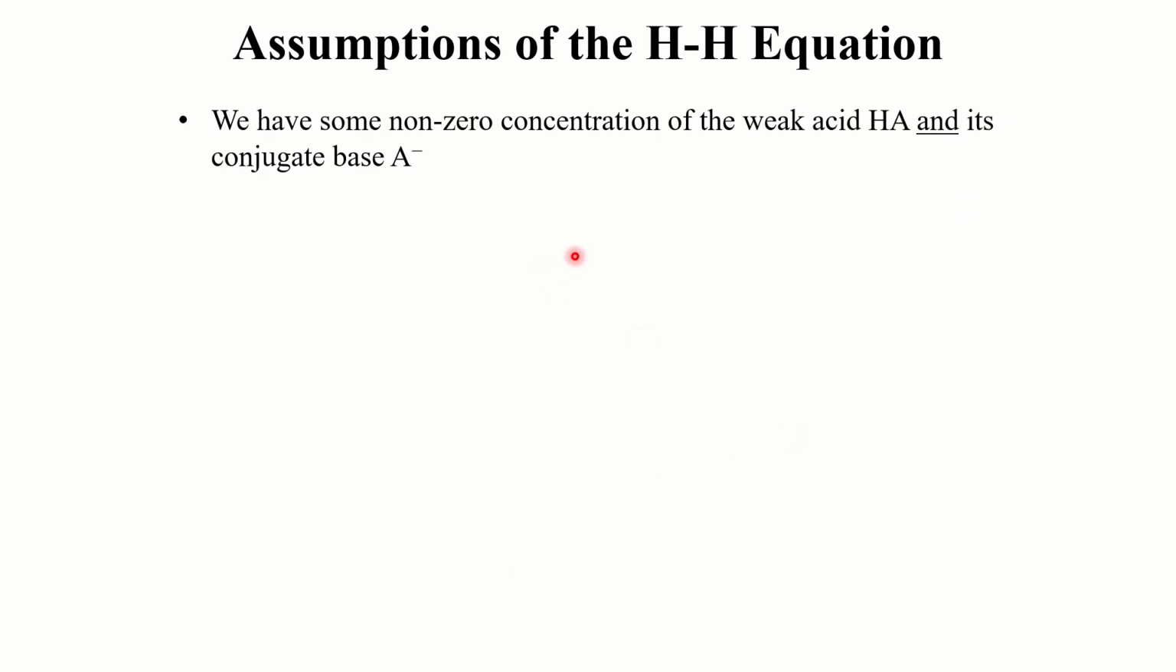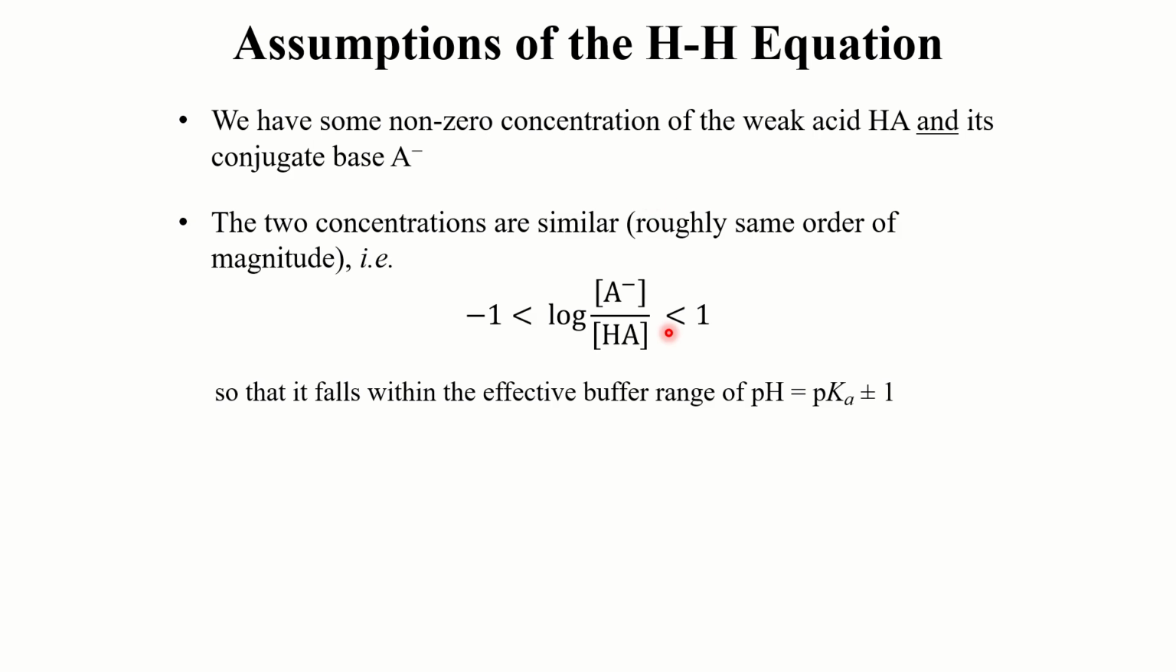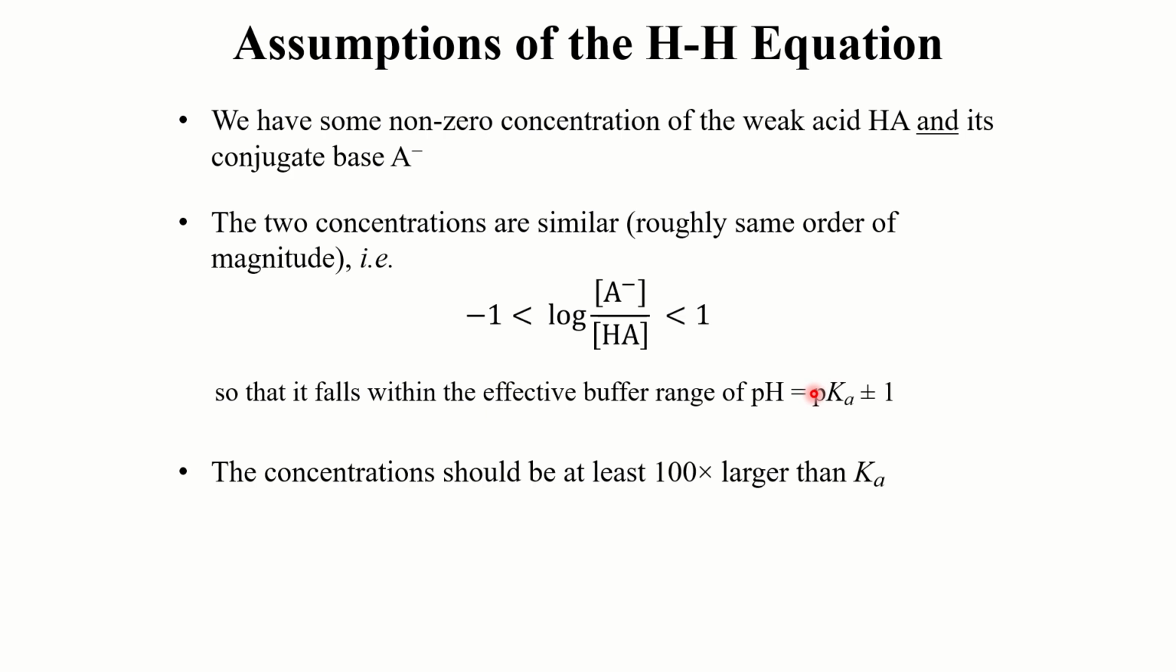Now, there are a couple assumptions here to mention with regard to the Henderson-Hasselbalch equation. We are assuming that we have a non-zero concentration of the weak acid and its conjugate base. We're also assuming the two concentrations are similar, roughly of the same magnitude. So basically, we're saying that the log of the base over acid should be between -1 and +1. This is basically just restating what we learned earlier about what makes an effective buffer, where the acid and the base should be within 10% of one another. So your effective buffer range is the pH should be within ±1 of the pKa of the weak acid.